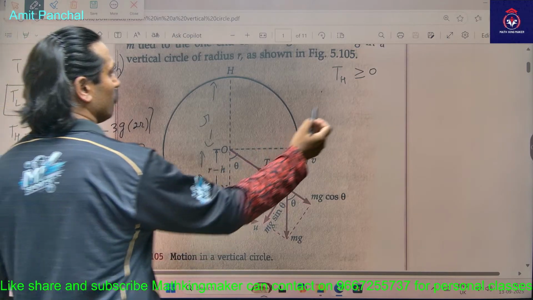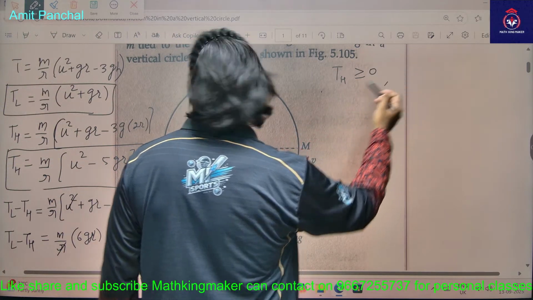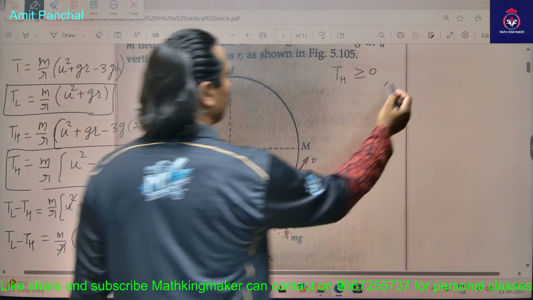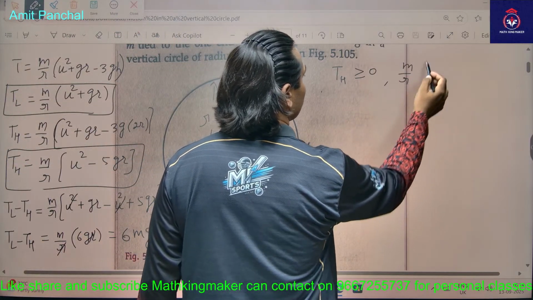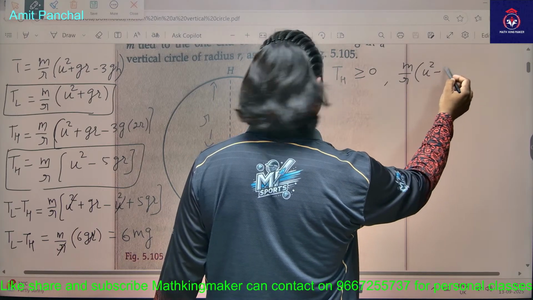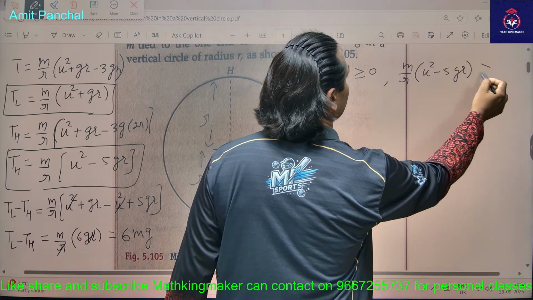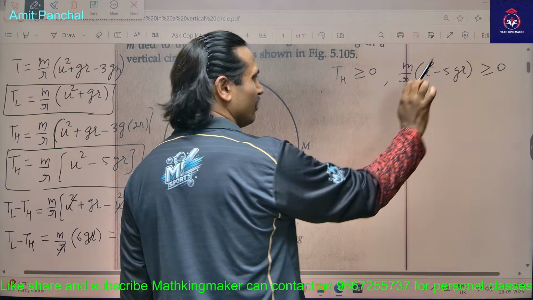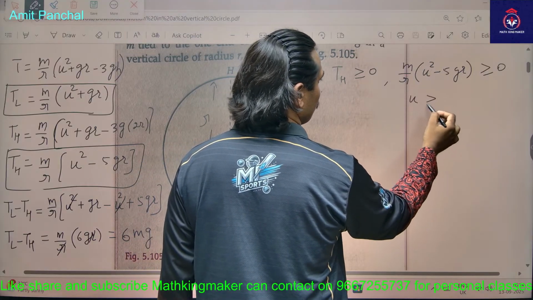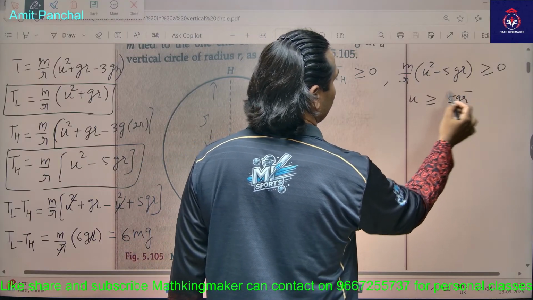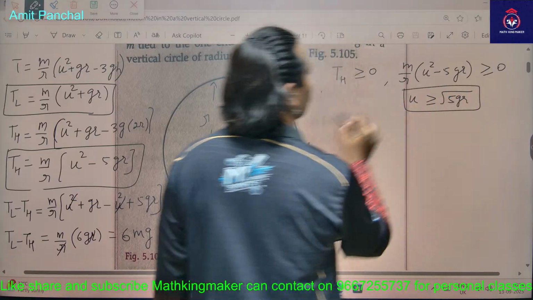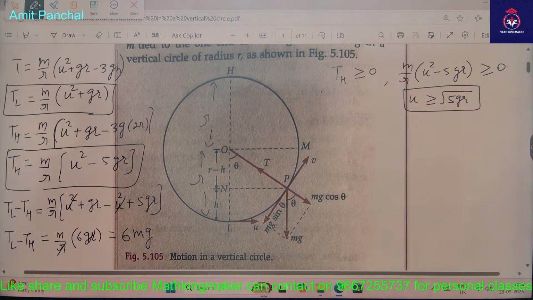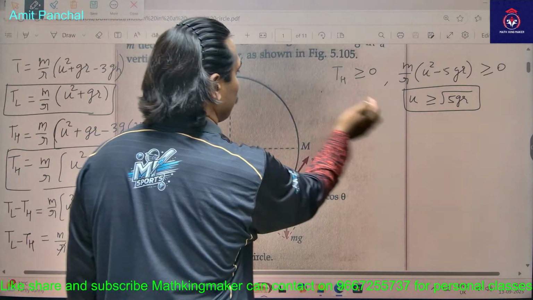what does that become? (M by R) into (U square minus 5GR) is greater than or equal to 0. M by R will go 0. So U is greater than or equal to square root of 5GR. Got my point? So that will be the minimum velocity to continue that loop.